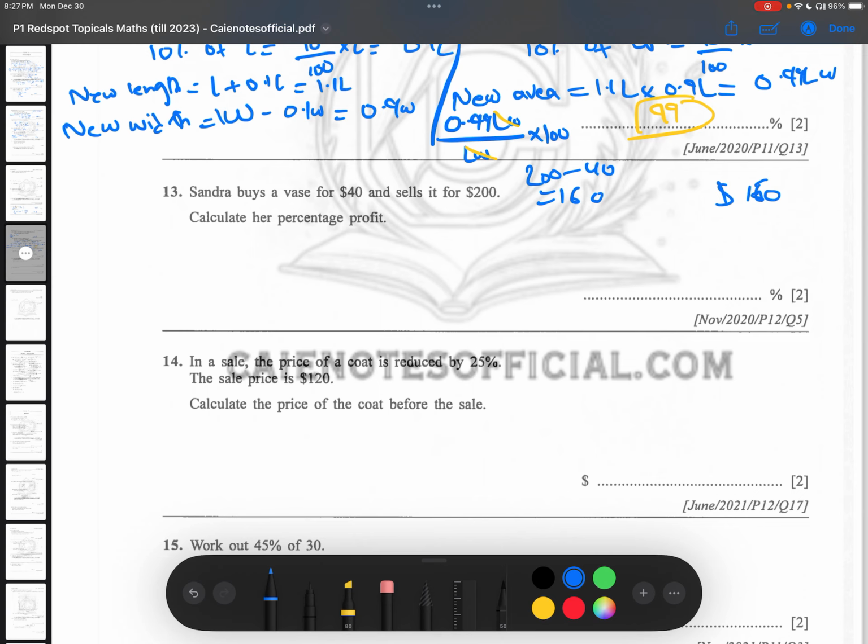But let me show you how we are going to do this in the stepwise solution. So the profit is $160, and the amount this profit came from is 40. I will multiply this fraction with 100. If I cancel 40 with 160, I will get 1 in place of 40 and 4 in place of 160. And 4 multiplied by 100 is 400. So this is the percentage of profit she made. She did a good business.